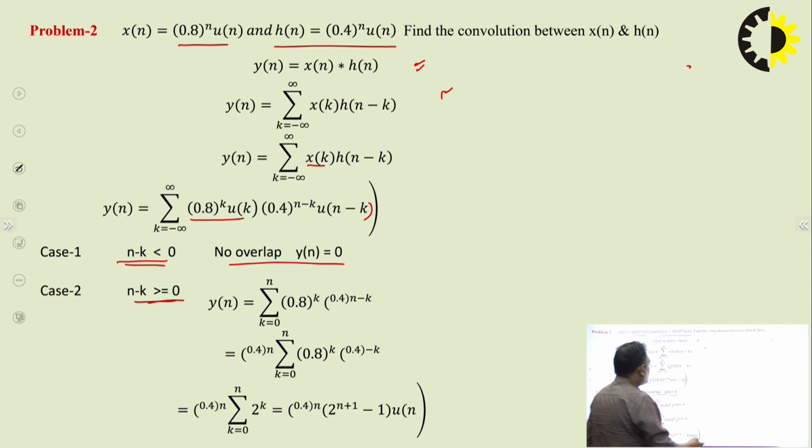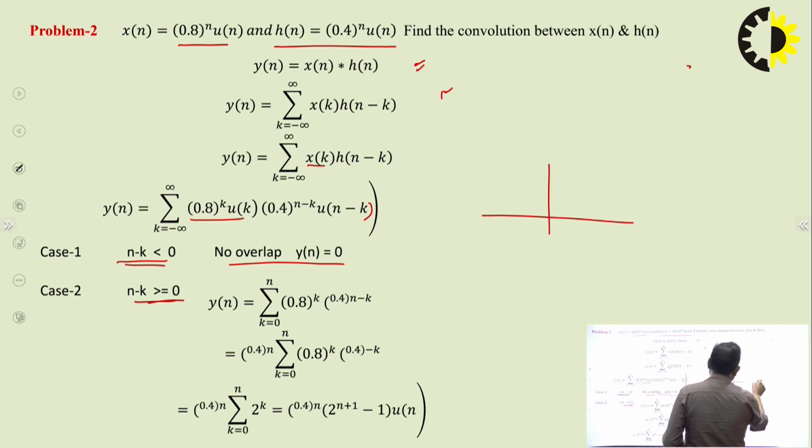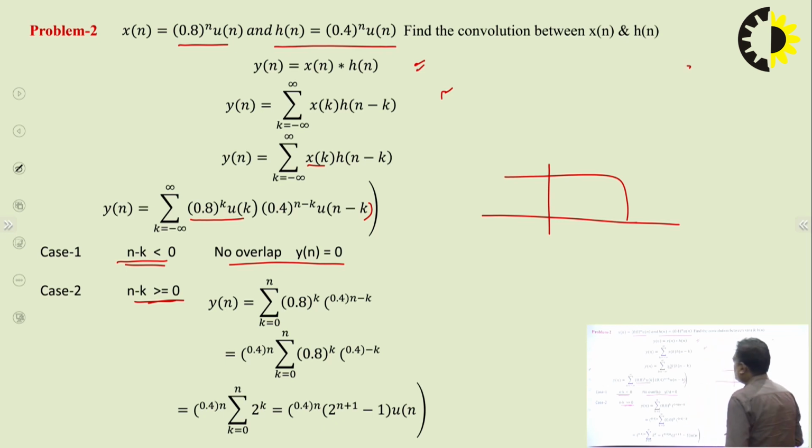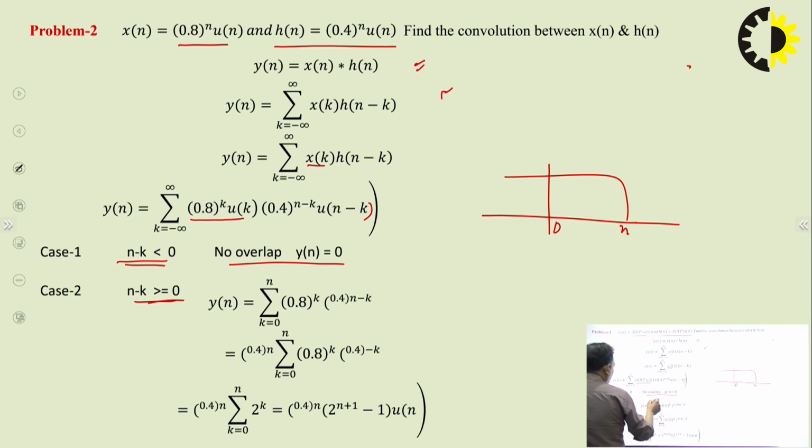So you can see the limit is somewhat like this. In this case, I am not drawing the original signal. So you can say the limit will be from here to here, and this will become 0 to n. So in place of this, you can replace this: k equals 0 to n, 0.8 to the power k, 0.4 to the power n minus k.